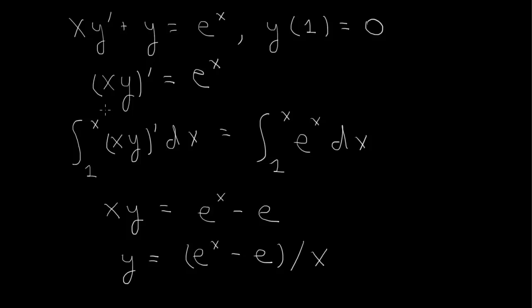But let's say you might have a more complicated problem, or you may not see immediately that you have a derivative on the left-hand side. So let's look at this problem in another way. So again, xy prime plus y equals e to the x, and we'll do y of 1 equal to 0.